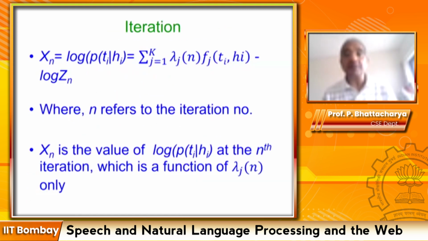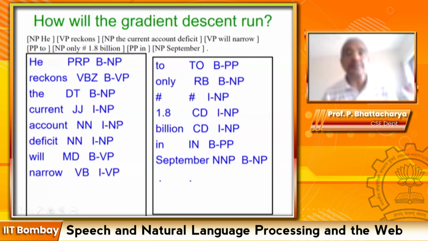Remember, what is given to me is this corpus. I have the words: he reckons the current account deficit will narrow to only 1.8 billion in September. So I have the words here: he reckons the current account, etc. And I have the part of speech tags: PRP, VVZ, DT, JJ, NN, etc. I also have the prefix information and the suffix information for the words. All these are obtained.